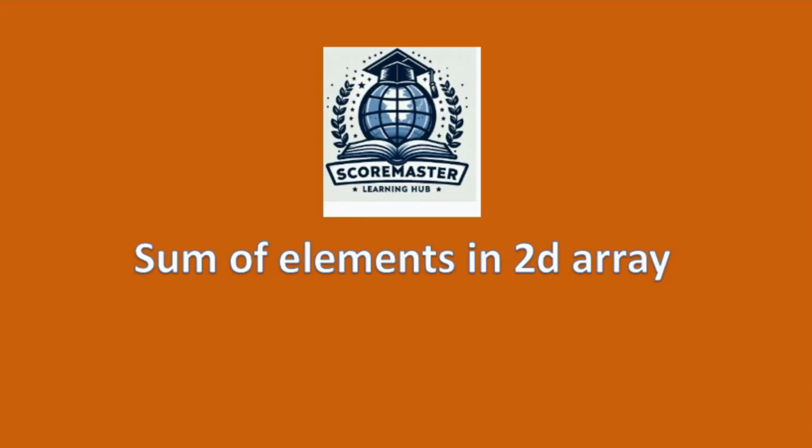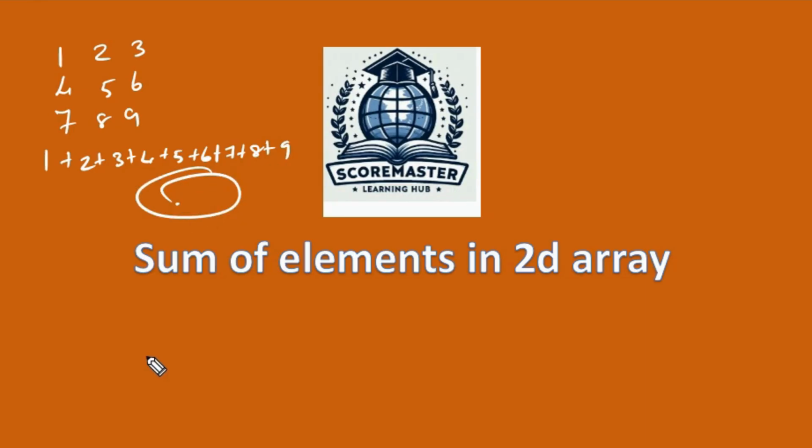So the first program is about finding the sum of all the elements in the given array. So how do I find the sum of all the elements in the given array? Here the array is given, say 1, 2, 3, 4, 5, 6, 7, 8, 9. I have to find 1 plus 2 plus 3 plus 4 plus 5 plus 6 plus 7 plus 8 plus 9, and I will get the output here. So I should get the output as 45, something like that.